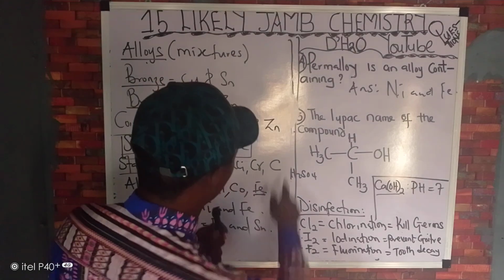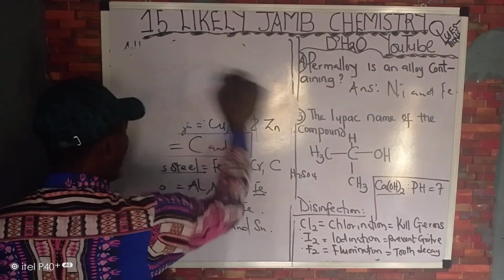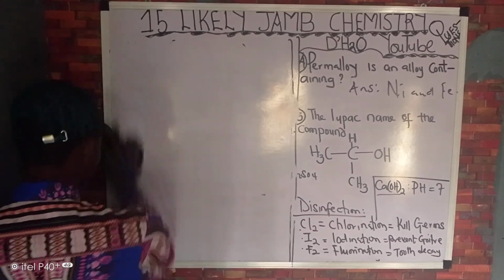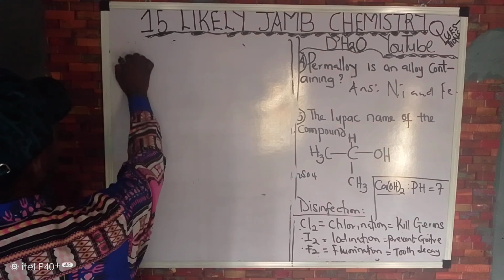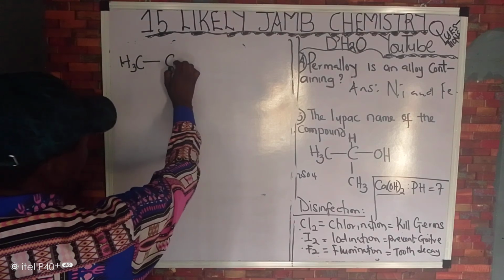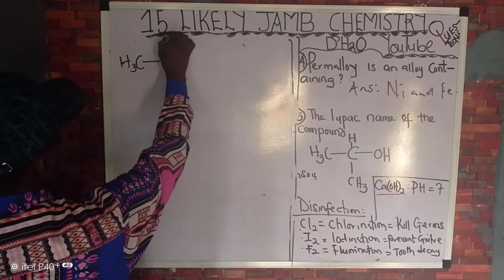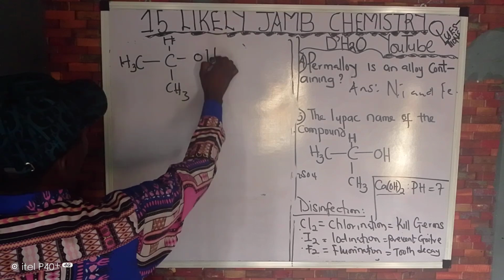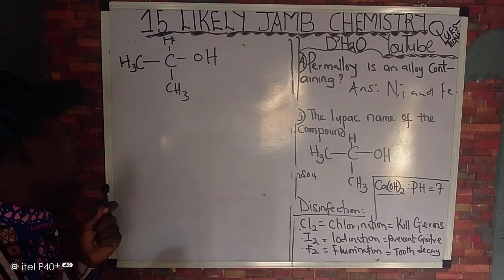Now let's quickly answer question number 5 before we go to other questions that we have for today. Now listen to me, class. There's a compound on the board, H3C attached to carbon, CH3. See a compound like this, class, OH. What is the name of this compound, class? What is the name of this compound?